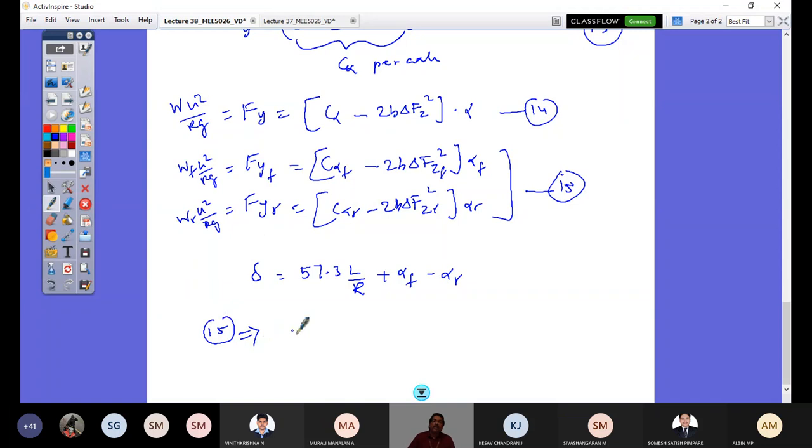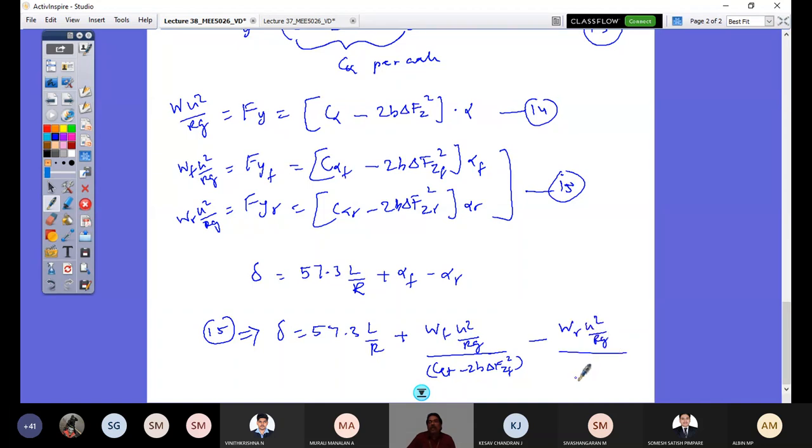So now I can get my alpha F if I take this down. So this delta is going to be 57.3 L by R plus, alpha F is going to be what now? WF U squared by RG divided by C alpha F minus 2B delta F is at F squared, minus WR U squared by RG by C alpha R minus 2B delta F is at R squared.